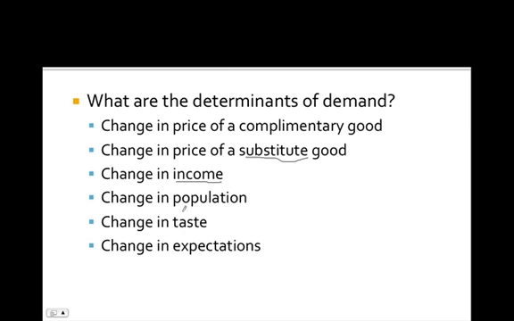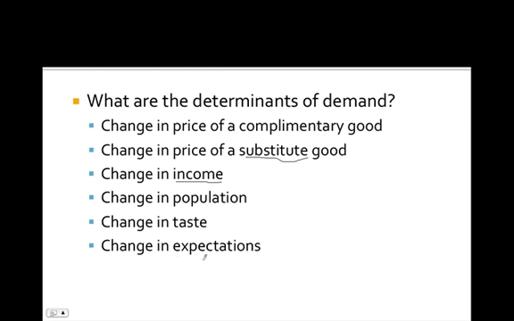Change in population. More people, more demand. Fewer people, less demand. You knew that. Change in taste. This is the thing that advertising is constantly trying to get at. They want to change your taste to make you want something more or less. So popularity is going to adjust that. And I think you're very familiar with this because this to me is the one that we use the most often.